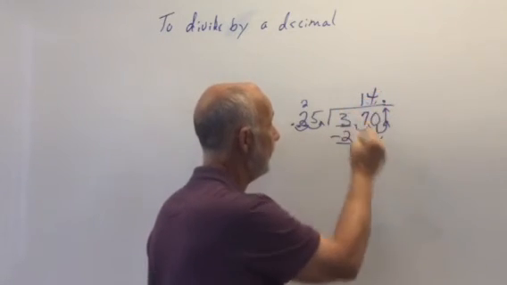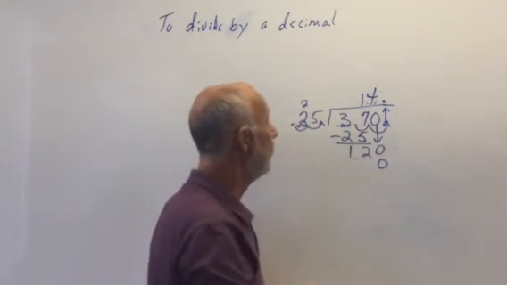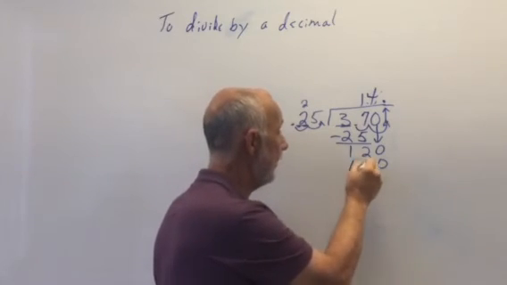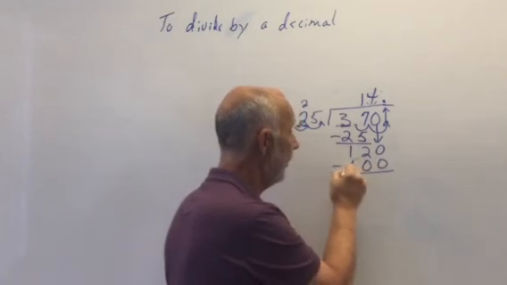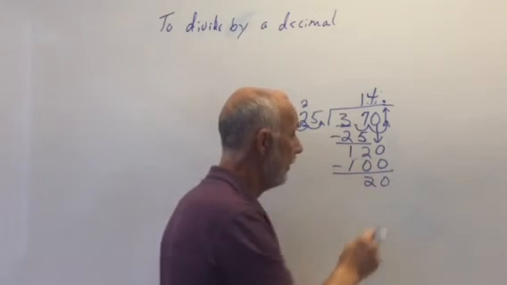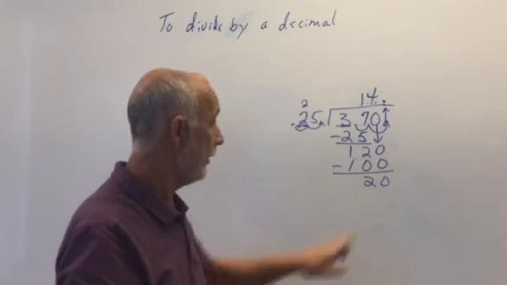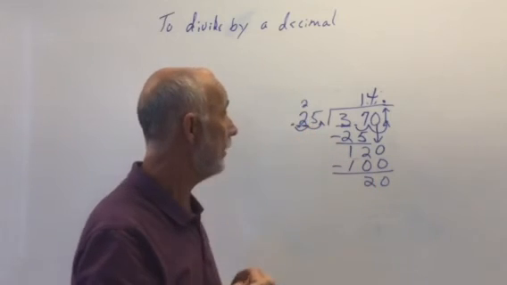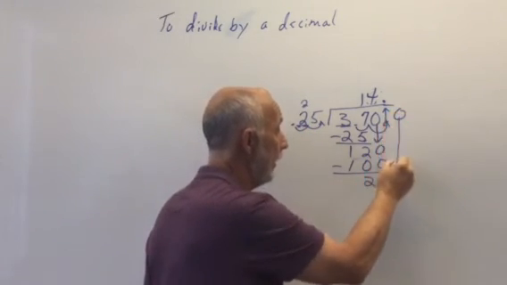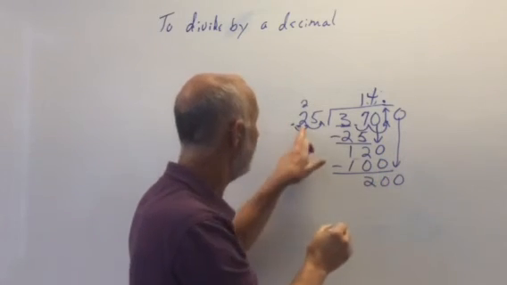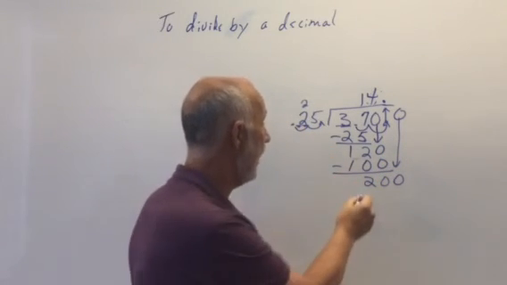4 times 5 is 20, carrying the 2. 4 times 2 is 8, and 2 is 10. Did I guess too big? No, I can subtract. Remainder 20. Did I guess too little? No, 20 is less than 25. So I can add a 0 and bring it down. Divide 2 into 20 goes 10 times.